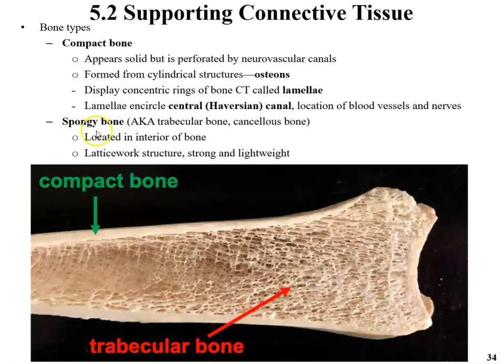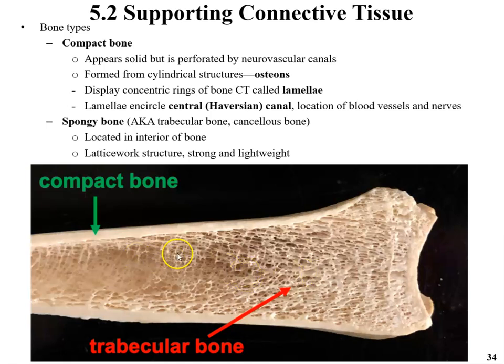Going back to the types of bone, you have spongy bone after compact bone. So spongy bone is also called trabecular bone and cancellous bone. And this is located on the inside of the bone. It's a latticework structure, and it's strong and lightweight.